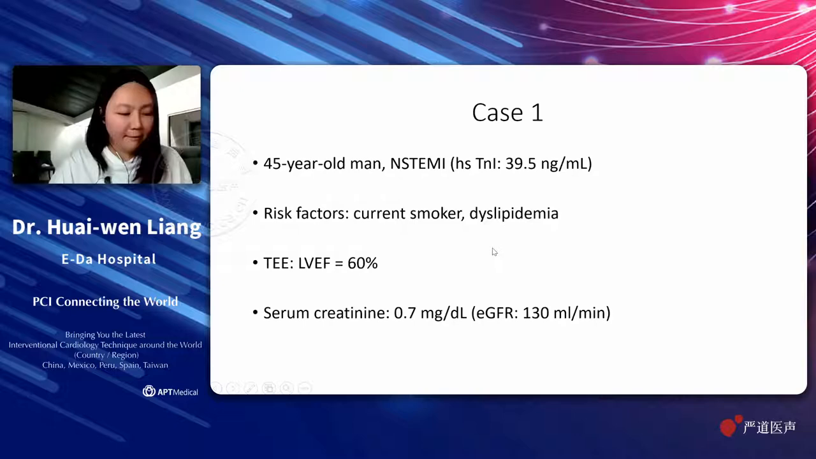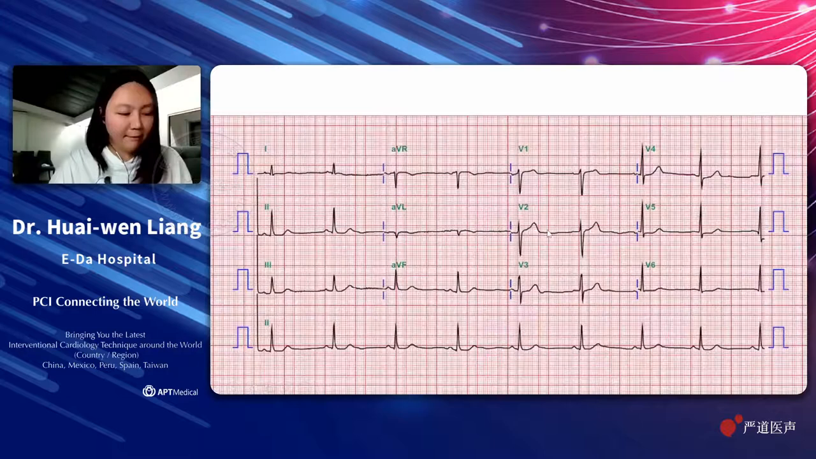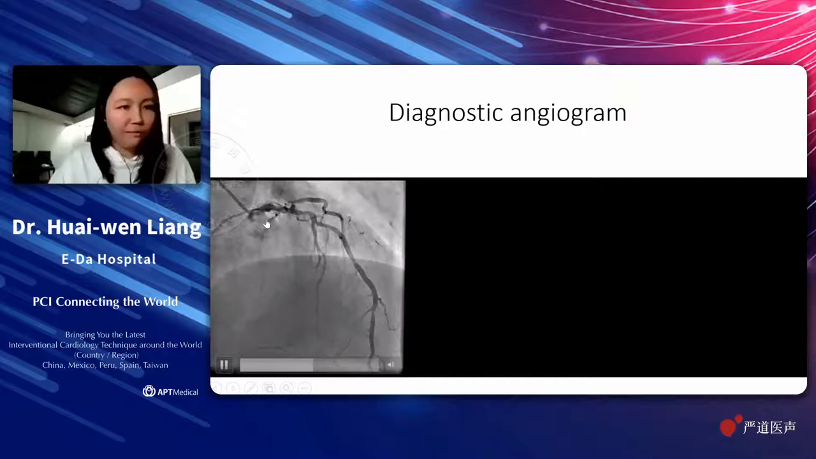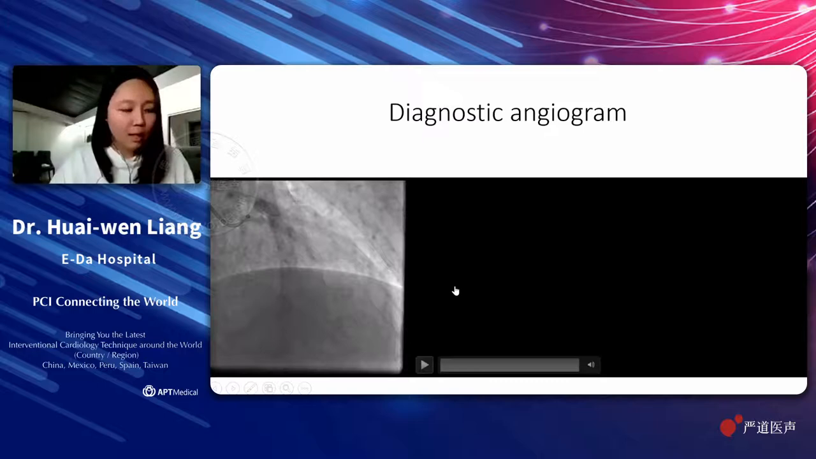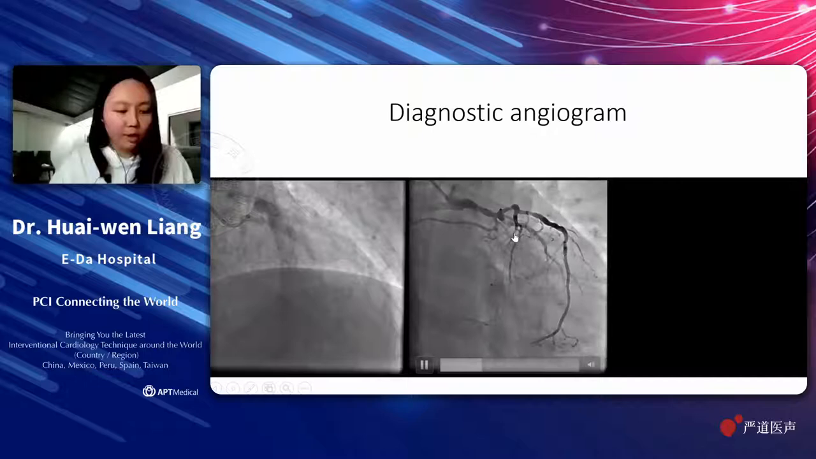This is a 45-year-old man admitted due to non-STEMI, and we can see his ECG. There's a borderline ST elevation over L1 and aVL and ST depression over V4 to V6. Here is his diagnostic angiogram. It seems there's a left main shaft, maybe 50% stenosis, and a proximal to mid diffuse LAD lesion. From the caudal view, we can see haziness over the big diagonal branch, suspect a thrombotic lesion.